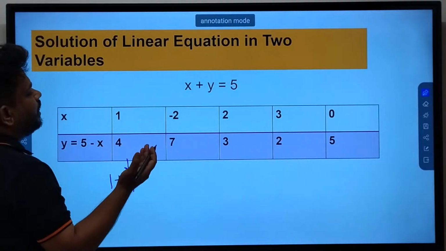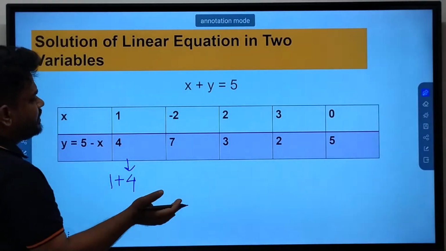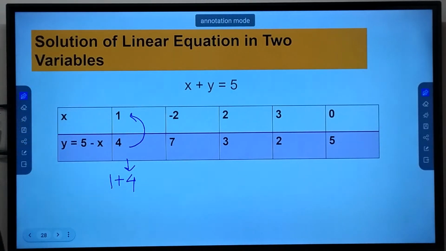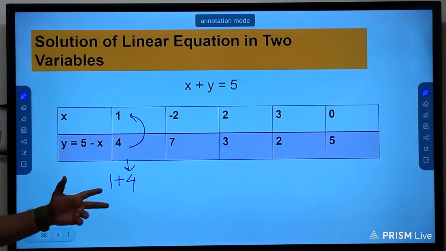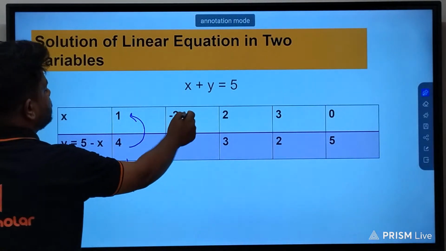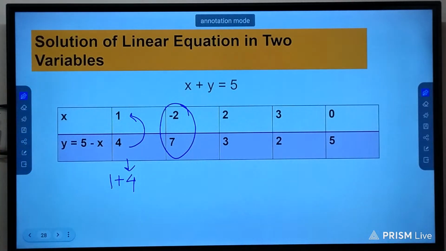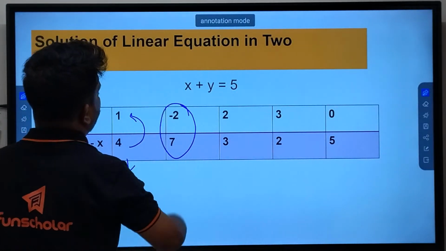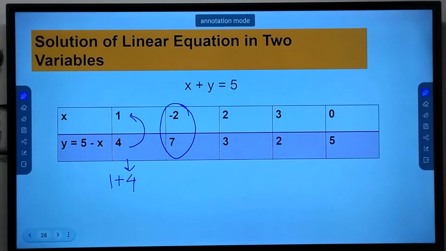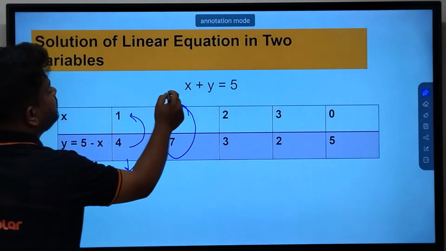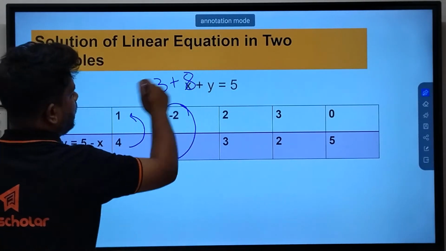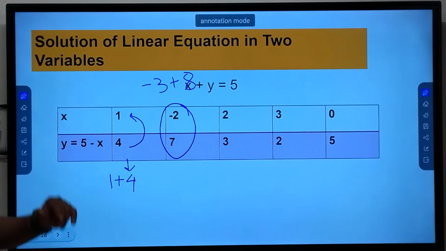Similarly, I can do this in reverse also. If I put 4 in x's place, then y will be 1. These have all been done with positive numbers. We can also do this using negative numbers. If I put minus 2 in x's place, the value of y will be 7 and the sum will be 5. If I put minus 3 in x's place, the value of y will be 8.